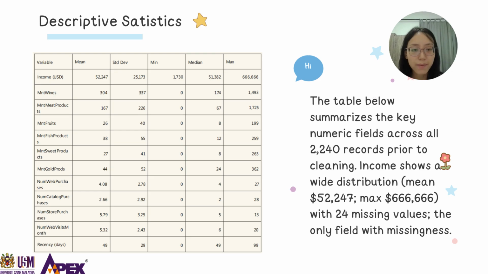The table below summarizes the key numeric fields across all 2,214 records prior to cleaning. Income shows a wide distribution with 24 missing values, the only field with missingness. Average total product spending across the six categories is $607, though this varies significantly by income group. The average customer made approximately 4 web purchases and 6 store purchases, but visited the website over 5 times per month. An early signal that web visits and web purchases are not equivalent measures.